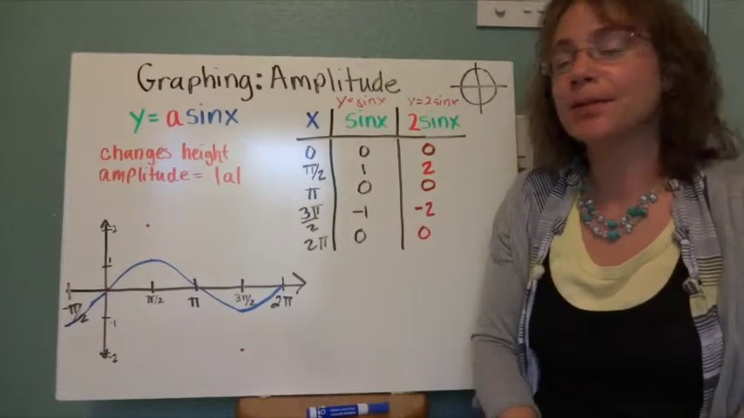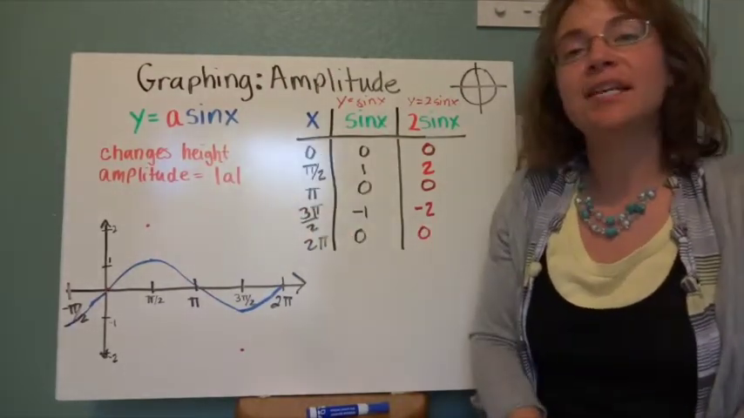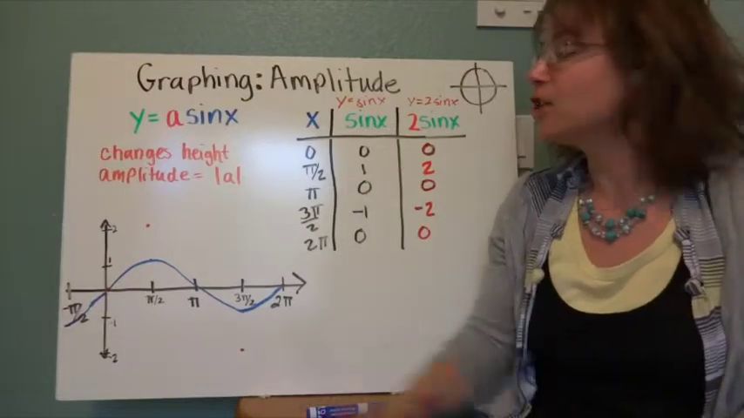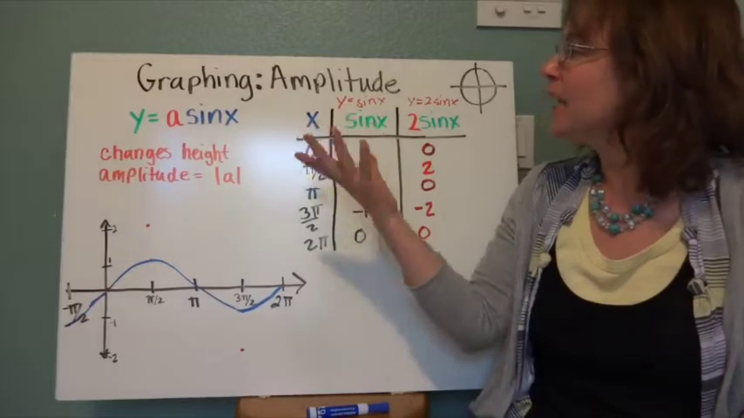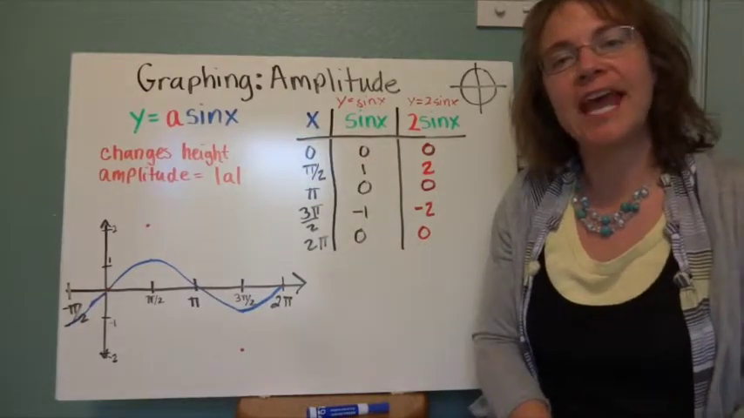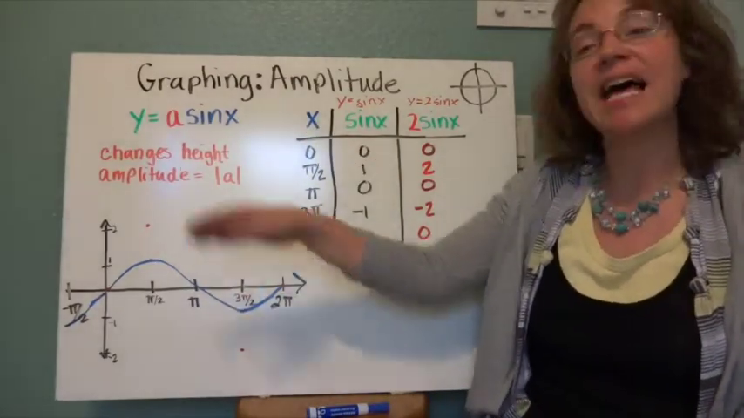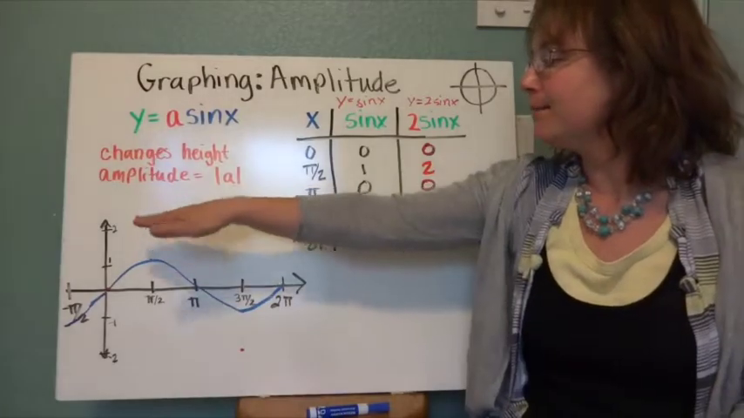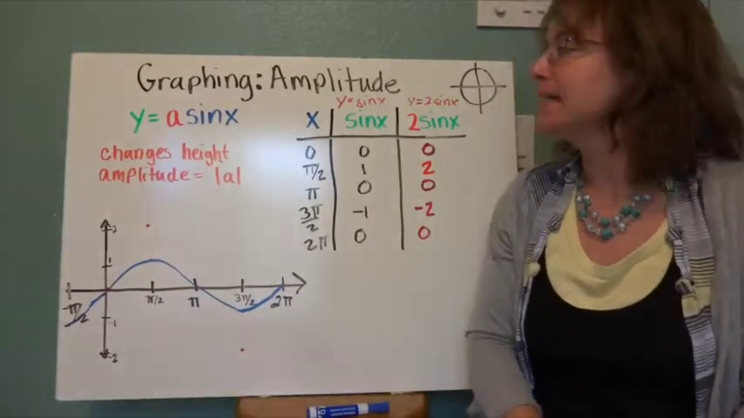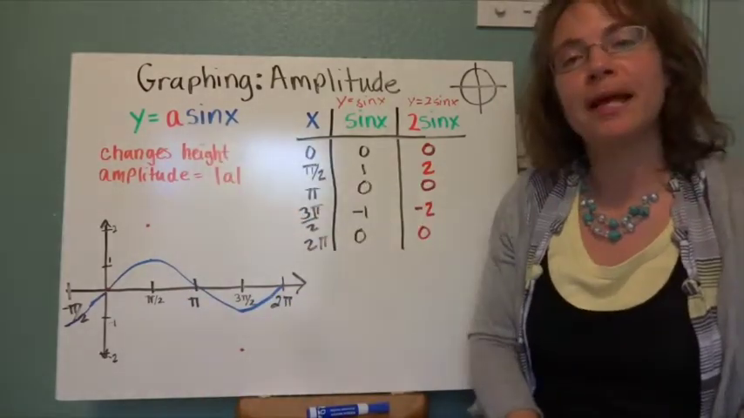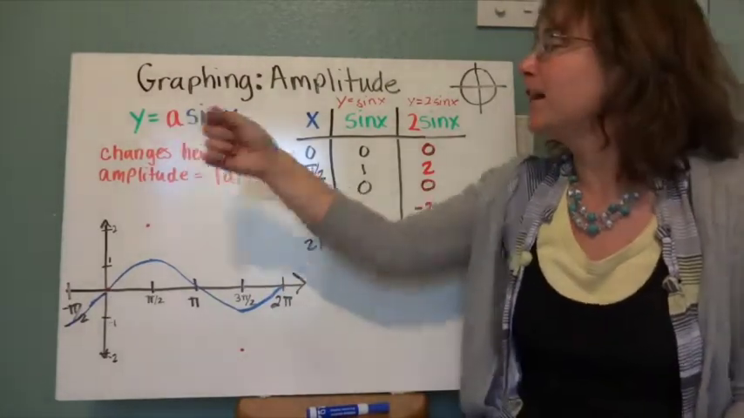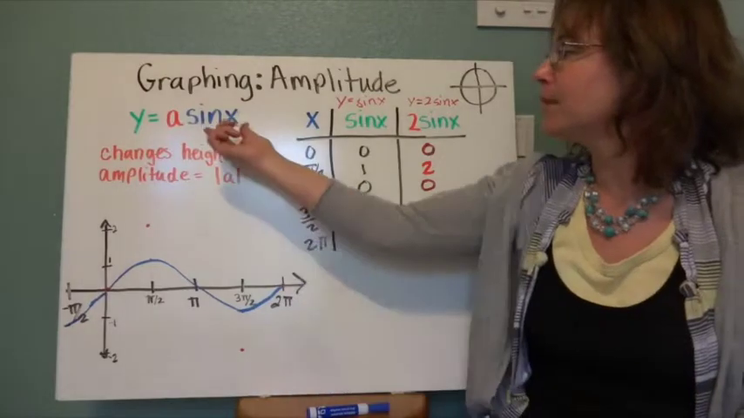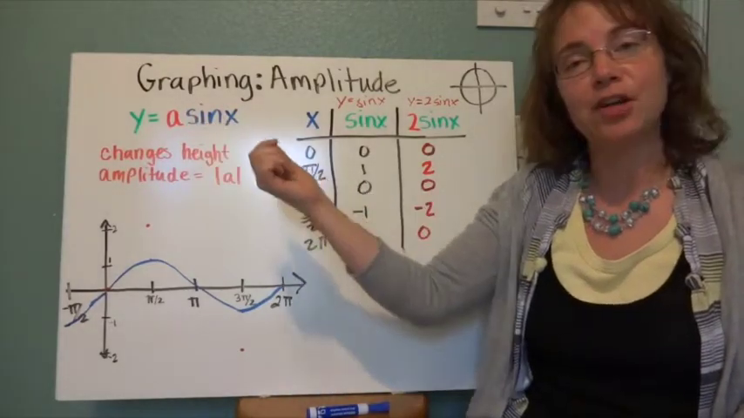Graphing using amplitude. So we know what a basic graph, y equals sine of x, looks like. This is our basic y equals sine of x. Now we can change this by changing something called the amplitude, and that changes the height of my graph, the very maximum points and the very minimum points. And I can do that by multiplying by a constant. The amplitude is just the absolute value of that constant in front of my trigonometric function, sine or cosine.